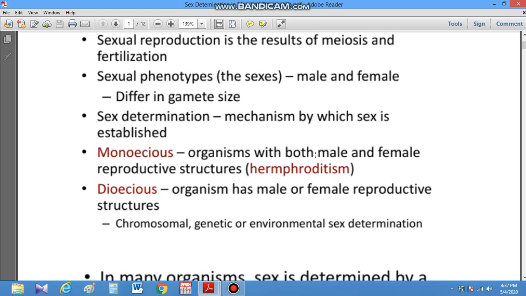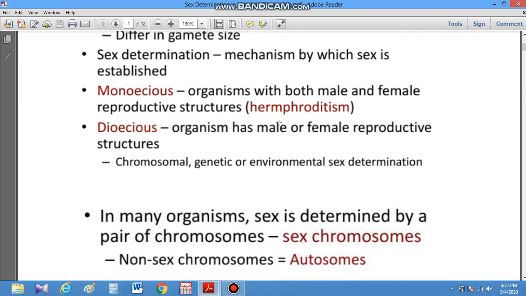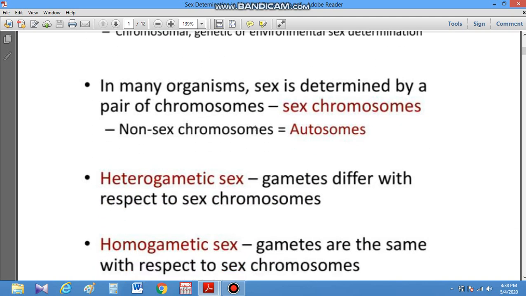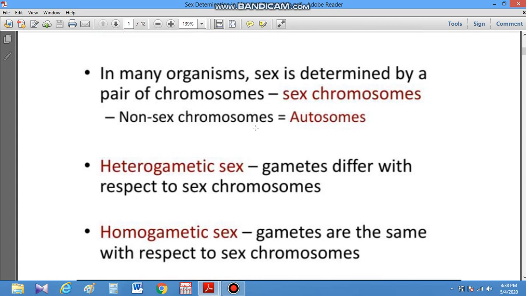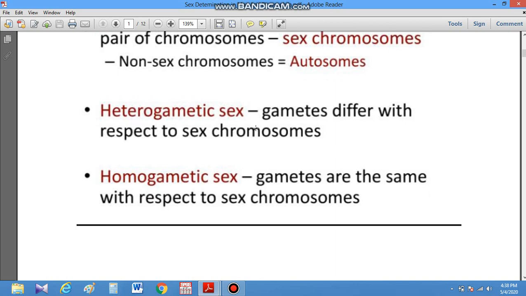There are basically two types of organism, monoecious or dioecious. In monoecious organisms, both male and female reproductive structures are present, as in the case of a bisexual flower, where the male part is also present and the female part is also present. In dioecious organisms, male and female reproductive structures are different and the organisms are also different. Basically, sex chromosomes are those chromosomes which determine the sex, and normal chromosomes are called non-sex chromosomes, also called autosomes.